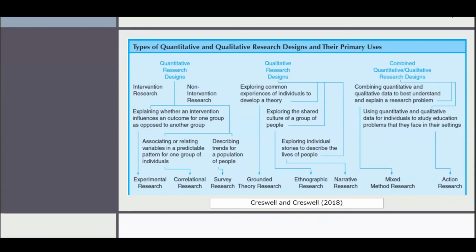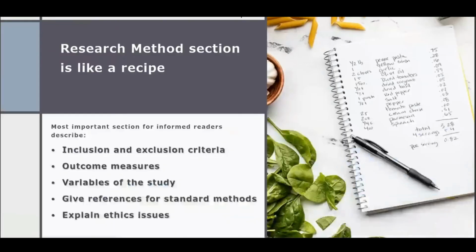This is a helpful figure that I borrowed from Creswell's book, please consult it, which gives you an overall picture about the quantitative, qualitative, and combinations of the two methods when you are setting up your research methods. And again, back to my previous statement about the research methods, which looks like a recipe for your work, you need to bring all inclusion and exclusion criteria.